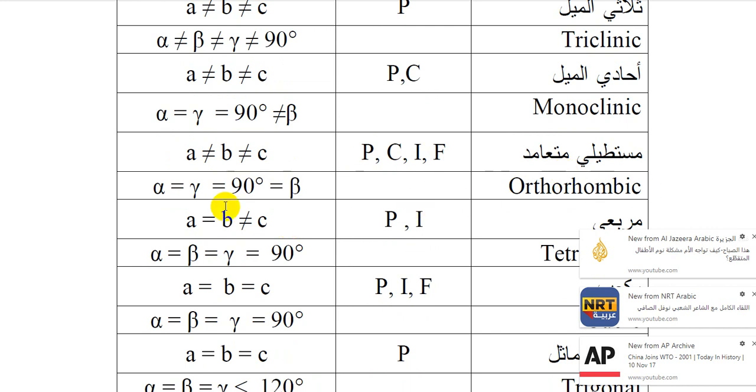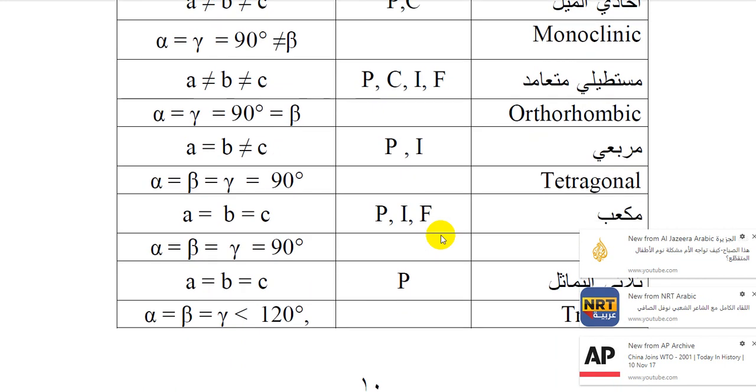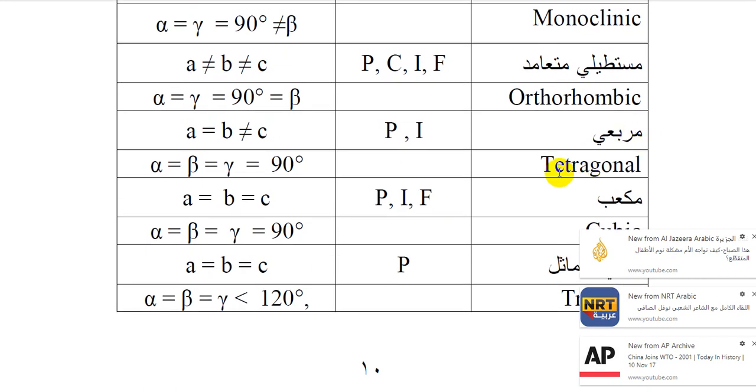الأورثوهومبيك ألفا يساوي جاما ويساوي 90 ويساوي بيتا، فرق عن كما ترون. So here we have the lattice system of tetragonal، أو النظام الرباعي المربعي، له شبكات برافيه corresponding Bravais lattices as follows، يعني شبكات برافيه المناظرة P و I.